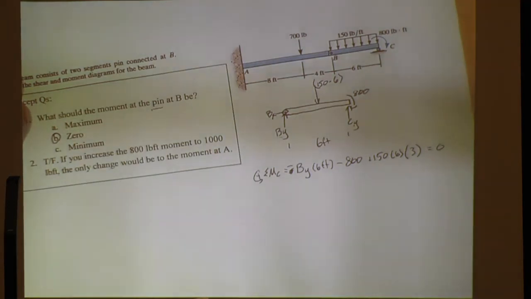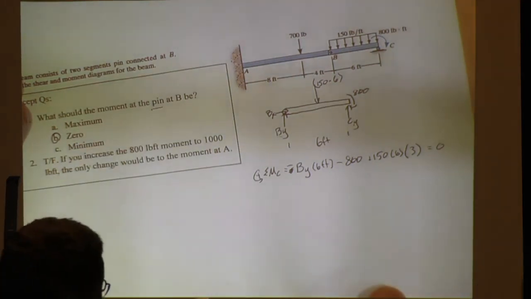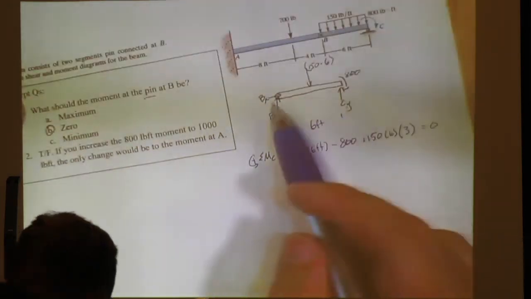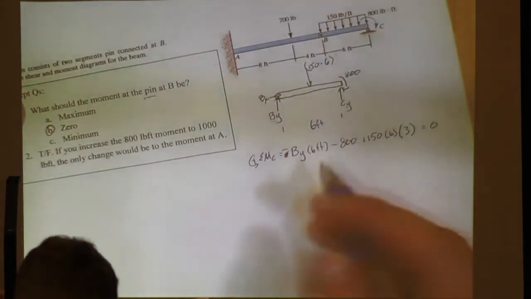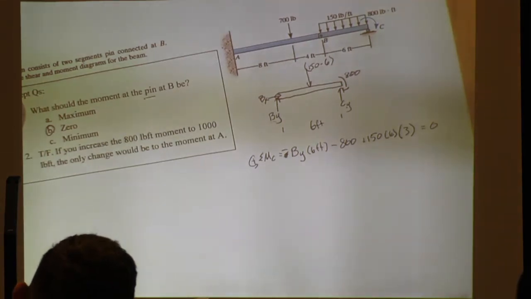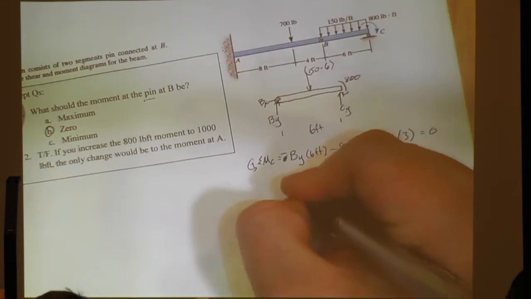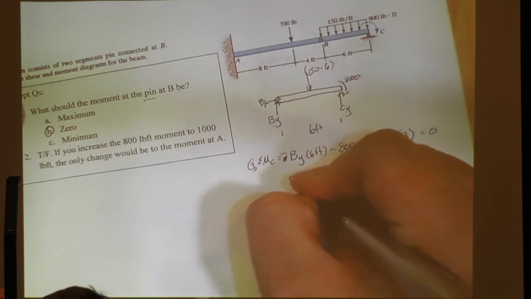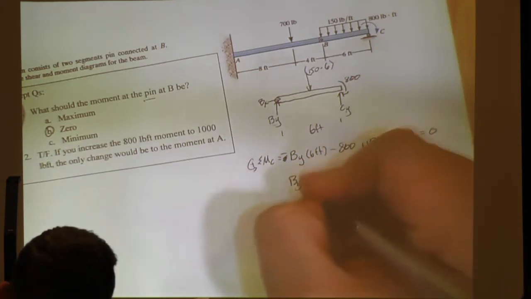Anybody have any issues with that? No? Because where's the centroid of the rectangular distributed load? In the middle. All right, so we end up with BY equal to 316.67.